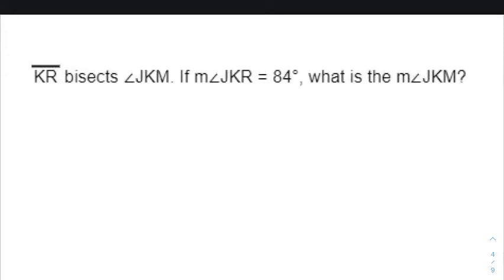Okay, so for some reason this one has really been throwing people for a loop. All right, so let's talk about first, what is bisect and what does the definition of bisect mean?